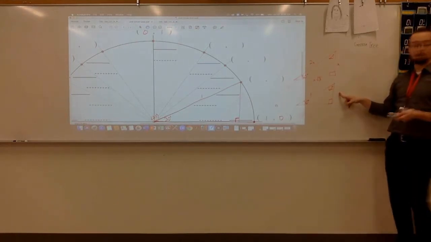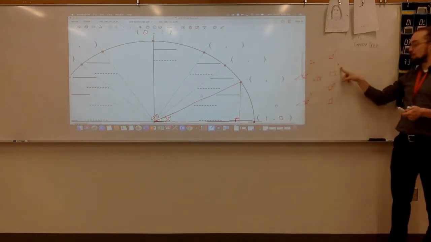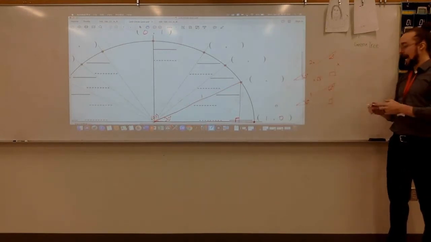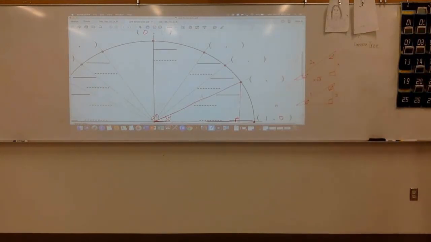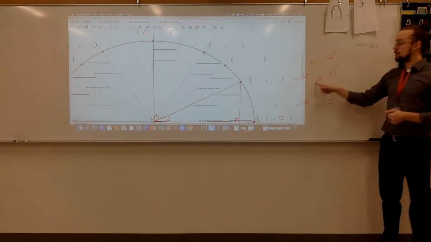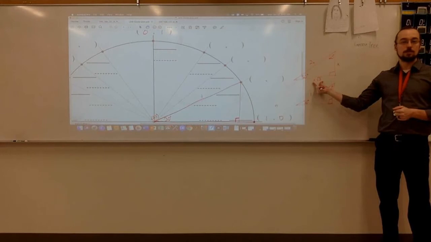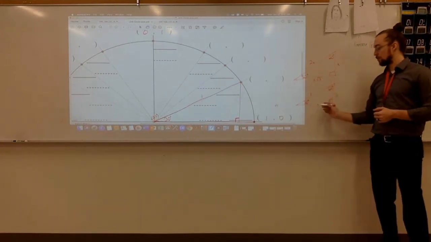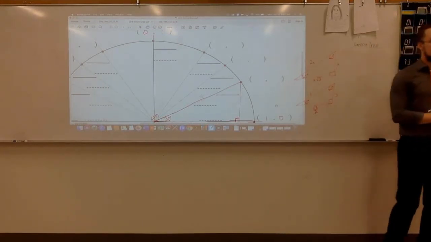This one is going to be a half, because I know that the hypotenuse is exactly twice the length of this side. So if this is 1, this will be half of 1, which is 1/2. Now I can see that this side is just this side times the square root of 3. So 1/2 times the square root of 3 gives me the square root of 3 over 2.